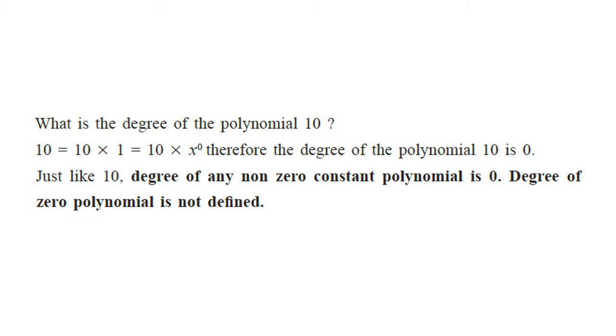What is the degree of polynomial 10? As we have discussed in the first video about the algebraic expression 6, here also 10 can be written as 10 into 1, that is 10 into x raised to 0. Therefore, the degree of polynomial 10 is 0. Just like 10, the degree of any non-zero constant polynomial is 0. Degree of the zero polynomial is not defined.